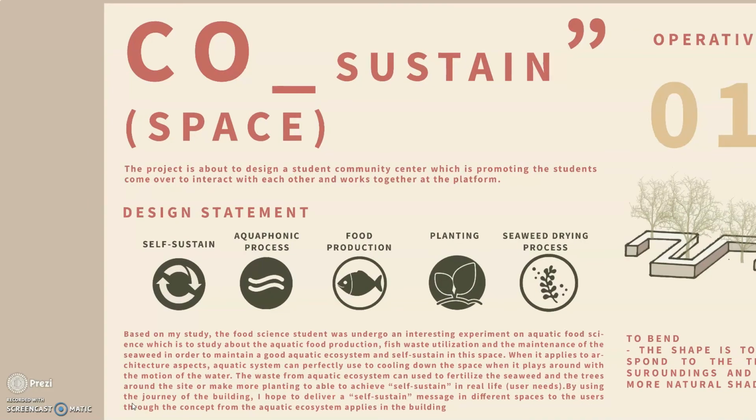This project is about designing a student community center which promotes people coming over to interact with each other and work together on the platform. In my project, I will focus on building sustainability by using the aquaponic process, through a rainwater harvesting system, food production, planting, and the maintenance of seaweed, to achieve self-sustainability in real life. By using the journey of the building, I hope to deliver a self-sustained message in different spaces to the user through the concept of the aquatic ecosystem applied in this building.